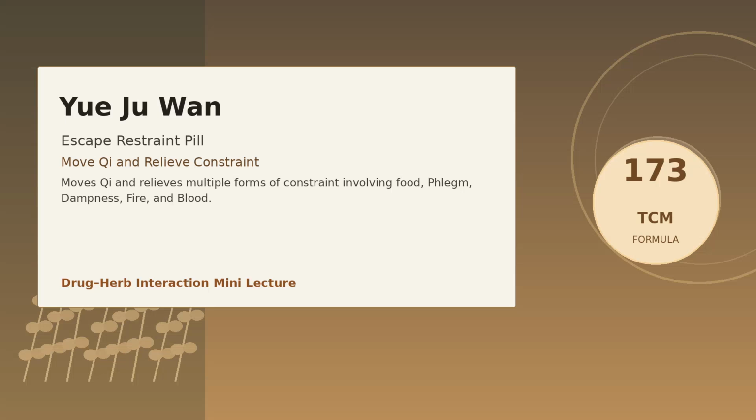Yue Ju Wan, commonly translated as escape restraint pill, is a classical traditional Chinese medicine formula in the category move Qi and relieve constraint. Its core action is to move Qi and relieve multiple forms of constraint involving food, phlegm, dampness, fire, and blood. The pattern framework is Qi stagnation as the primary driver of several accumulations.